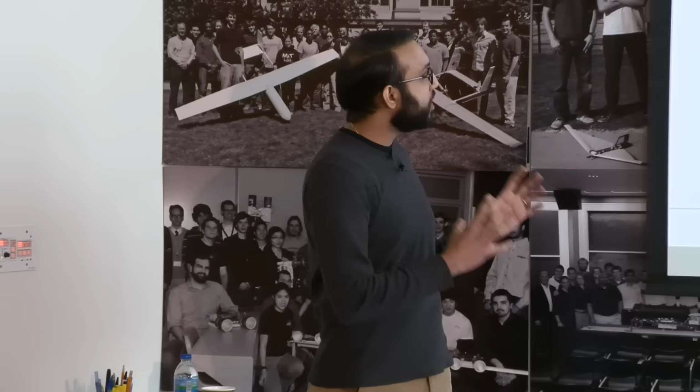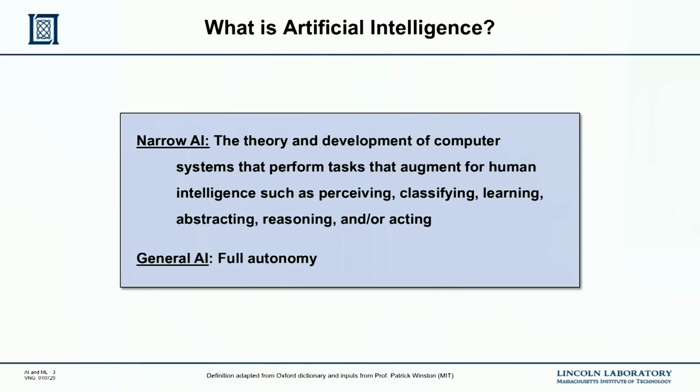What we came up with is that there are two aspects to artificial intelligence that we should not confuse with each other. One is the concept of narrow AI, and another is the concept of general AI. Sometimes in conversation, we tend to conflate or mix the two. Narrow AI, according to our definition, is the theory and development of computer systems that perform tasks that augment human intelligence, such as perceiving, classifying, learning, abstracting, reasoning, and/or acting. Certainly in a lot of the programs that we work in, we're very focused on narrow AI, and not necessarily the more general AI, which we define as full autonomy. So that's a very high-level definition of what we mean by AI.